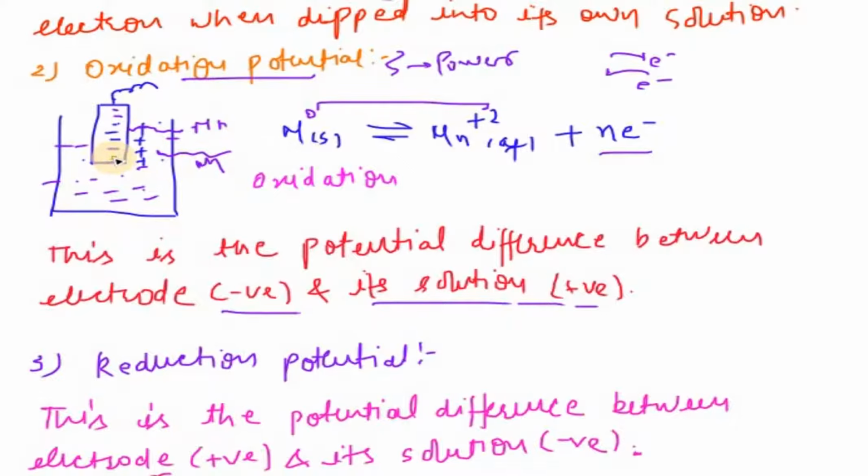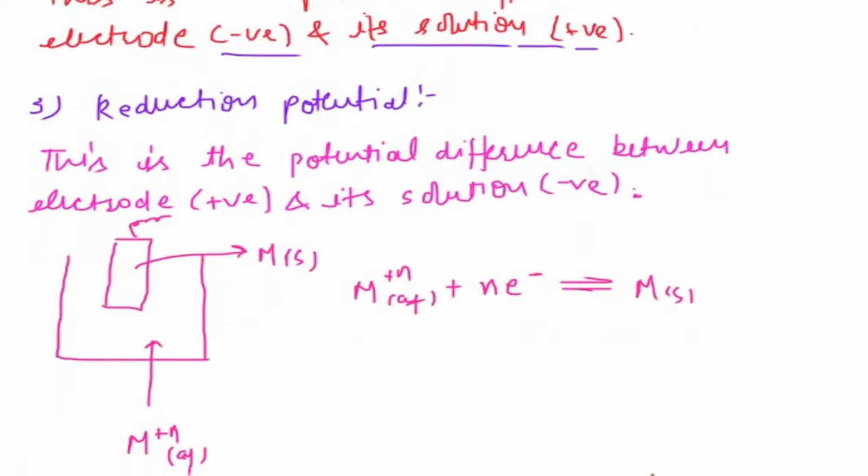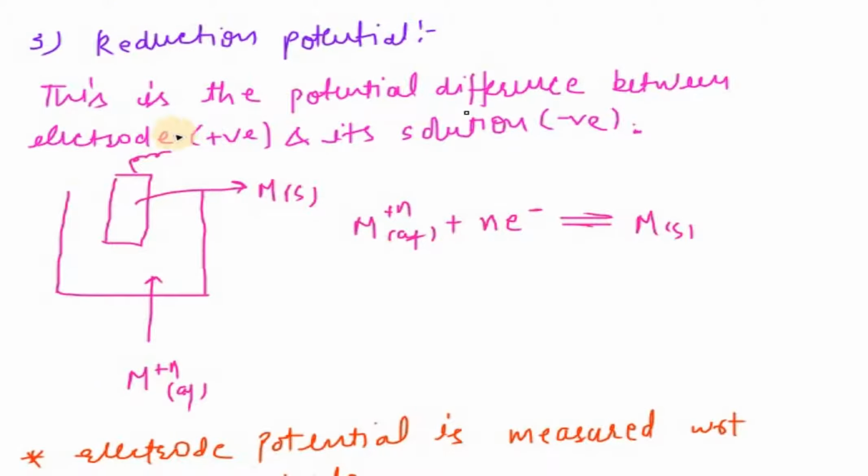electrons. So whenever we have a metal losing electrons, it goes into M plus n, and this is oxidation. The metal is losing electrons, so it is oxidation. Then for reduction potential, the potential difference is between an electrode that is negative and a solution that is positive. In its own solution it is M plus n. Whenever the metal gains electrons, it forms M(s), metal in solid form.